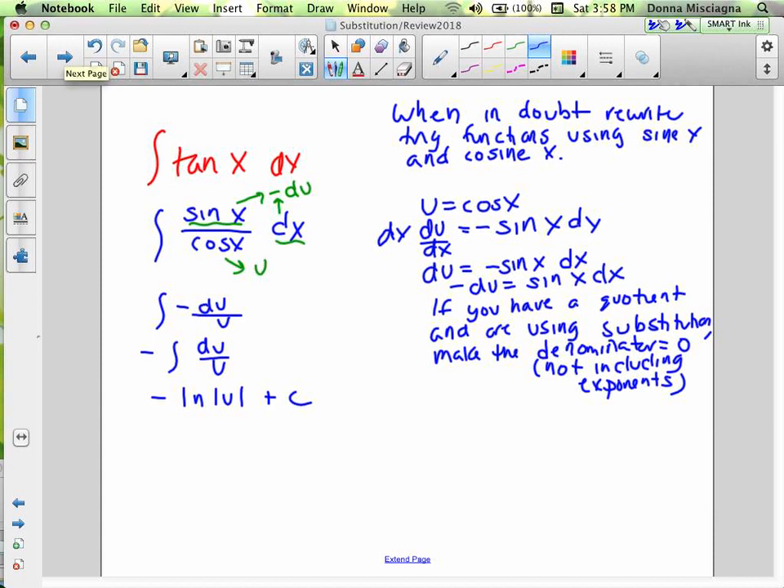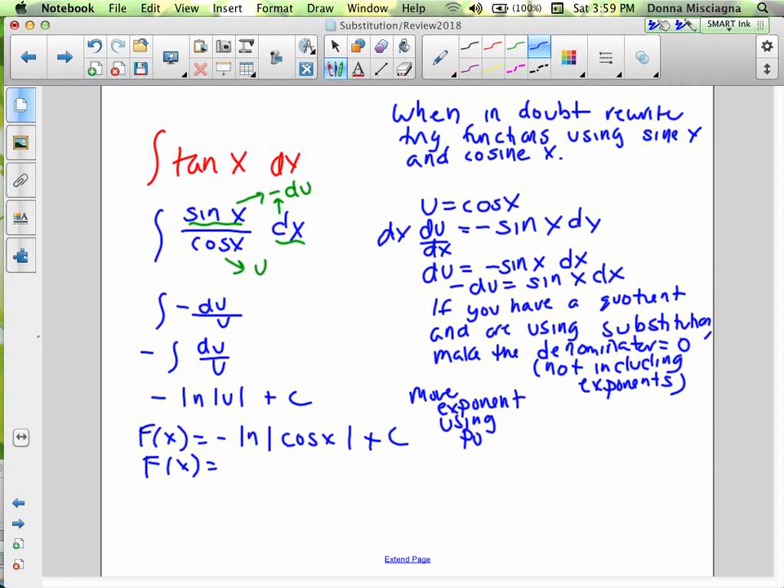All right, so now let's substitute back. So we have f of x equals negative natural log of absolute value of u, which was cosine x, plus c. What if we move the exponent back up? This is the power rule for logs, so we can move the exponent.